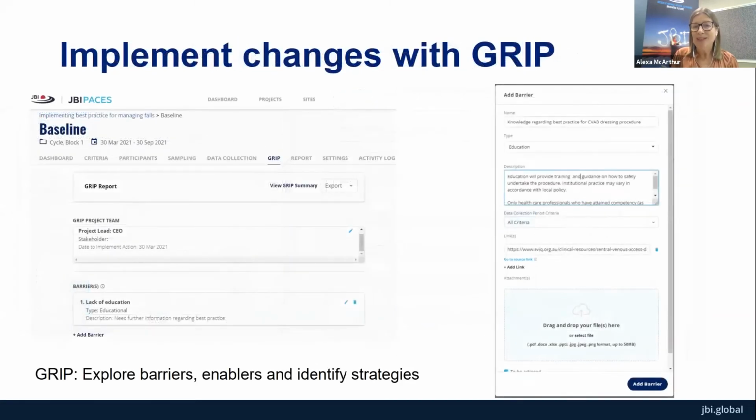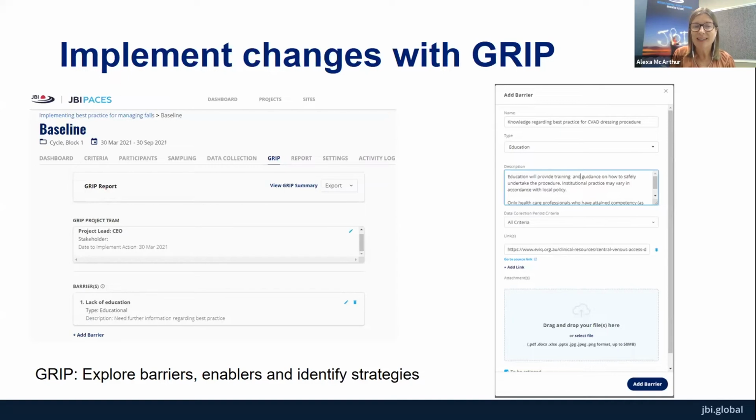What we really want clinicians to do is to have a look at their baseline audit results, and then go into more detail as to what the barriers are to explore: why aren't they able to meet the compliance, and how can they improve their practice in this clinical area. This is called the GRIP module, Getting Research into Practice, where they can explore barriers, enablers, and identify strategies and implement strategies to overcome these.